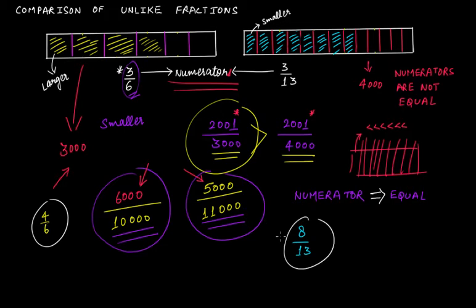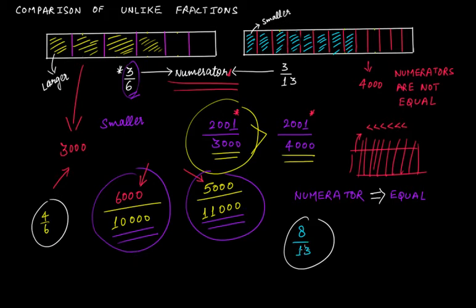Two unlike fractions, and this time they have even the numerators different. Then can you apply the method that we discussed in part 1? Of course not, no way. Because you cannot look at these 4 shaded portions and then look at these 8 shaded portions and tell which fraction is greater and which fraction is smaller of these two.